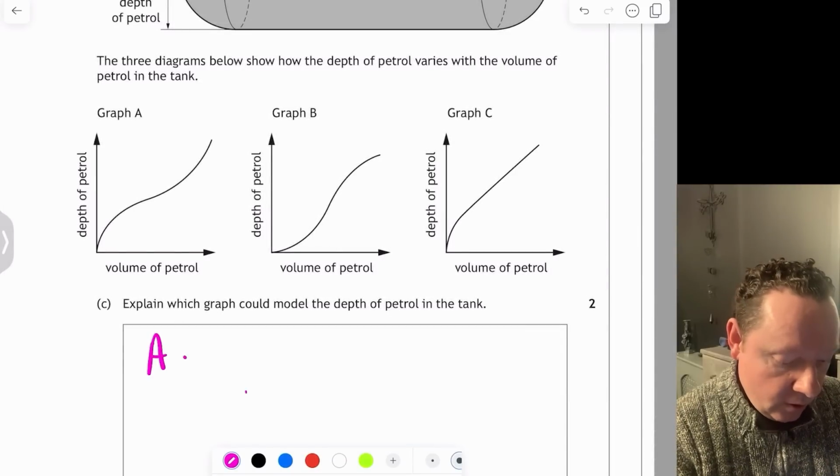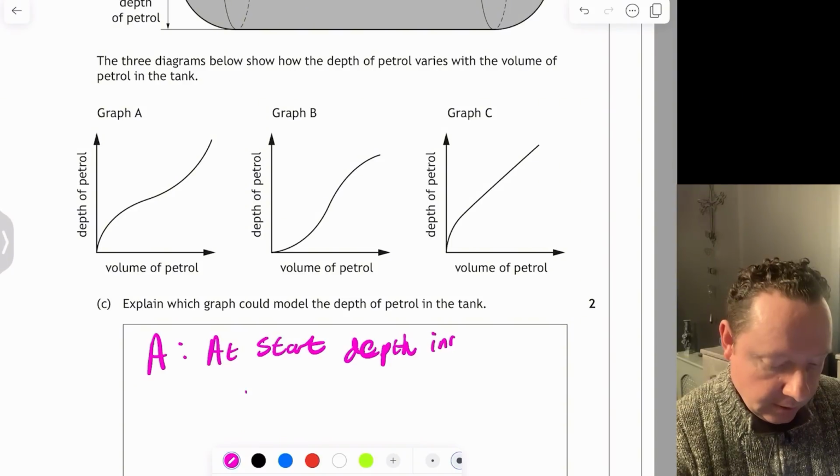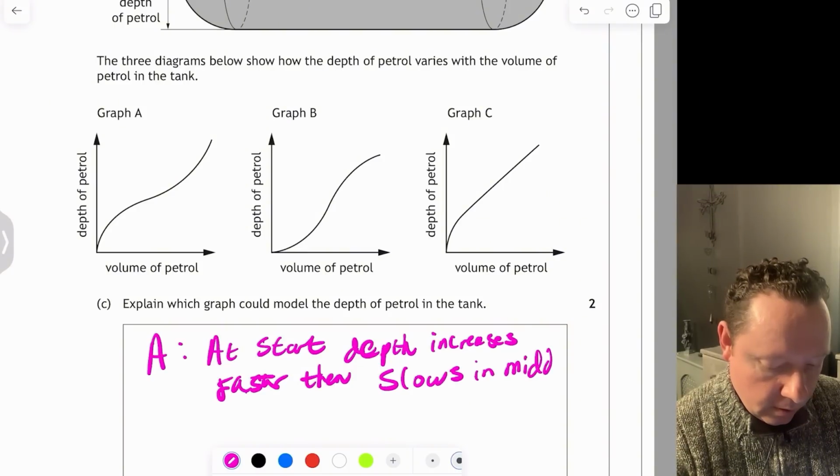Graph A, because at the start, depth increases faster, then slows in the middle, then depth increases faster again at the end.